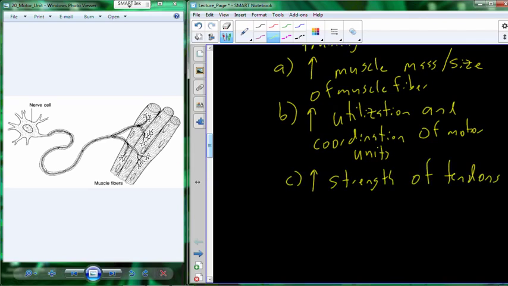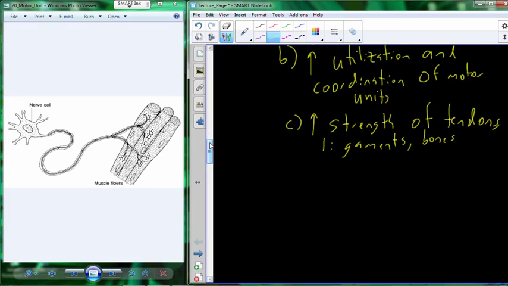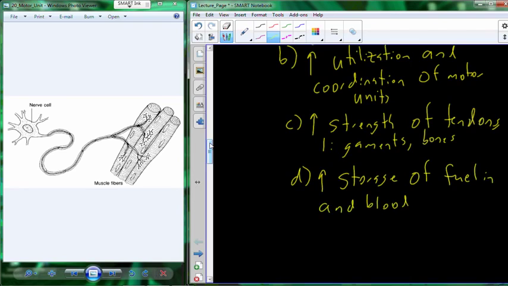Attached items such as the tendons and the ligaments and the bones themselves. With weight training or with strength training, we're going to have an increase in storage capabilities for fuel. So storage of fuel in the muscle and also blood supply to the muscle.